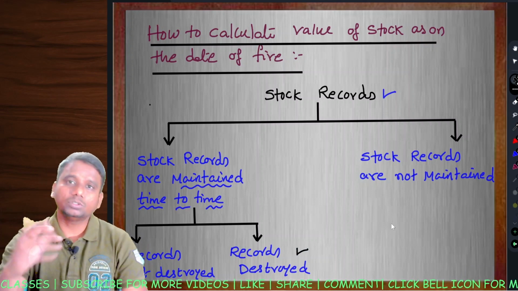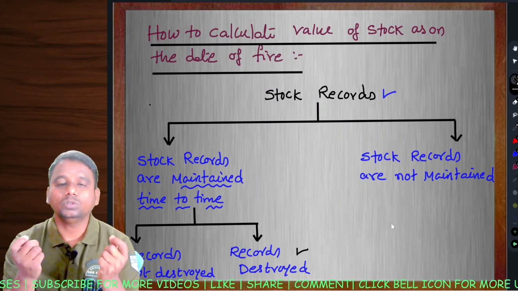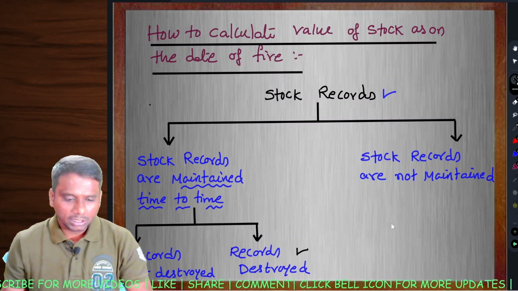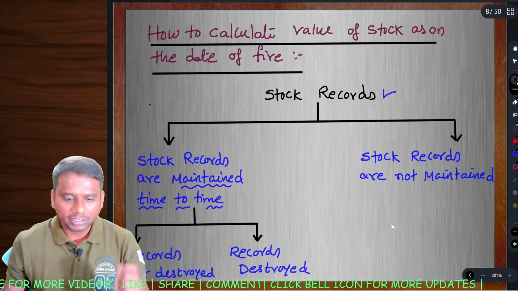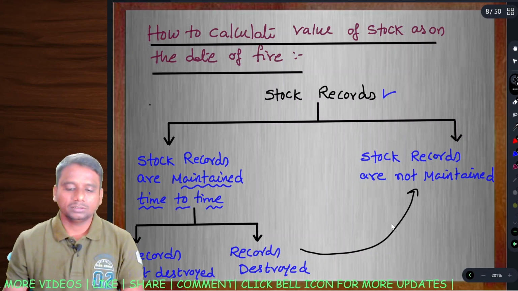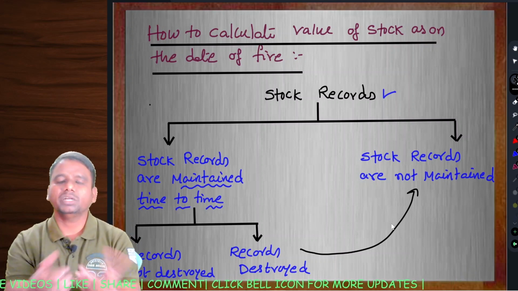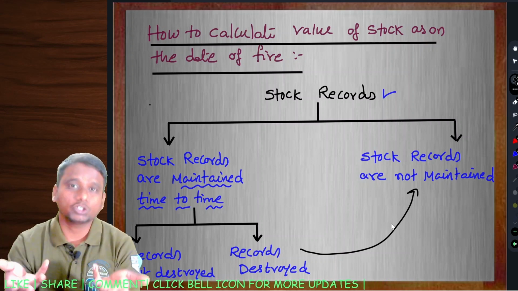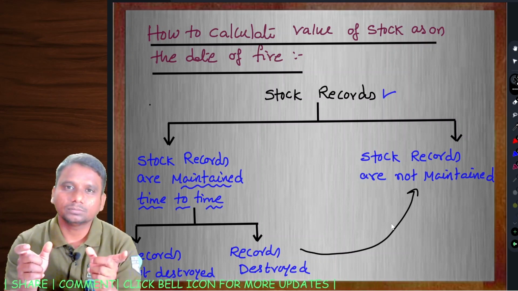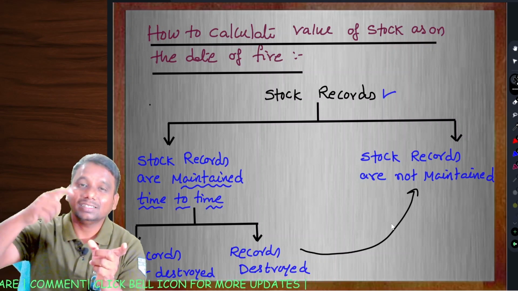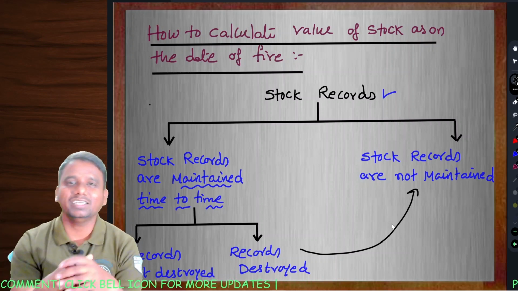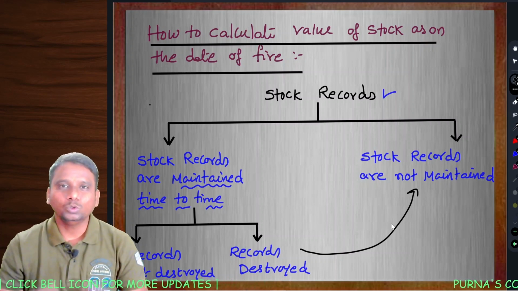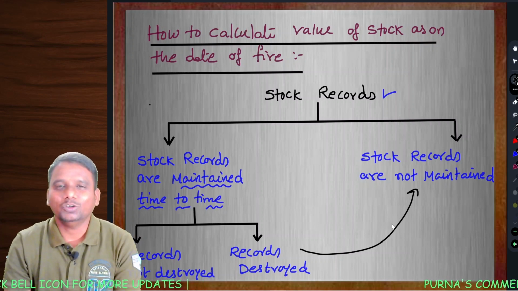Physical records are also destroyed. Then how can we calculate the value of goods lost? When the records are destroyed, it is equal to what? You are not maintaining any stock records. You are maintaining stock records, but these records are destroyed in the fire. That indicates that it is equal to not maintaining any books of accounts. Yes or no? In that case, how do we assess the value of stock?